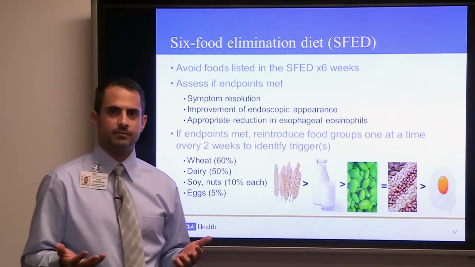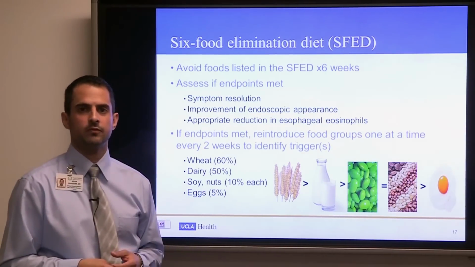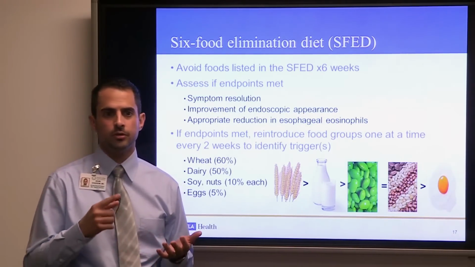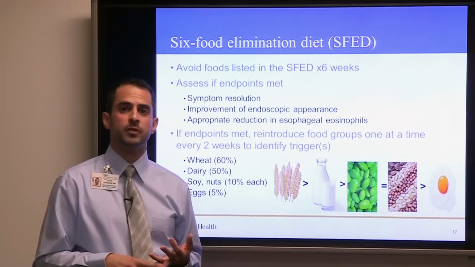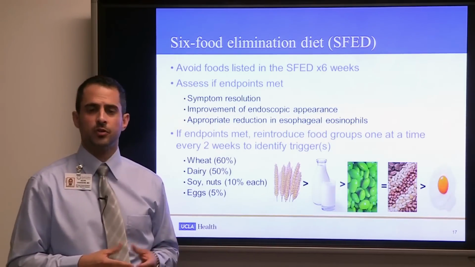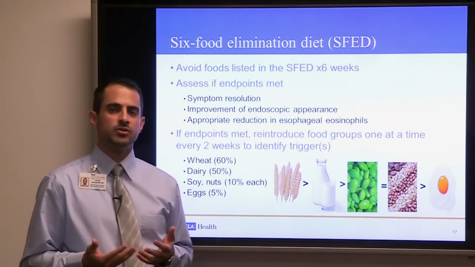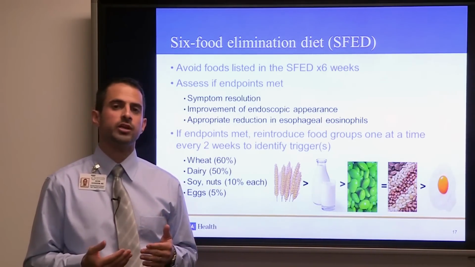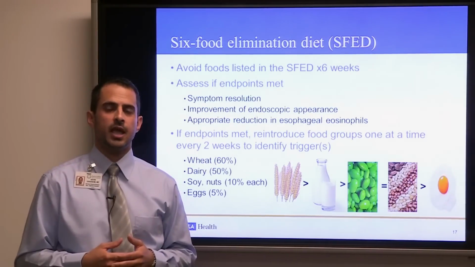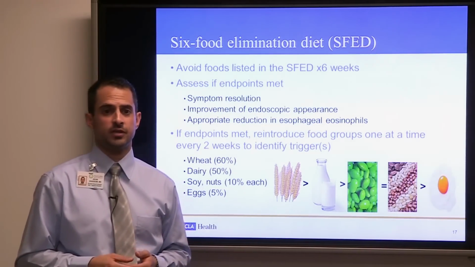So how does this diet take place? Well, as I mentioned, you want to avoid those six food groups for about 6 weeks. And then you want to assess if you have met the appropriate endpoints, which include resolution of symptoms, improvement by endoscopy, such that the rings you might see are going away. And also you want to make sure that there's a reduction in the eosinophils in the esophagus. And if you meet those endpoints, then what you do is one at a time you reintroduce one of those food groups that you had cut out. And you do it on average every couple of weeks. And if you have a recurrence of your symptoms, then that's probably one of the triggers for the eosinophilic esophagitis.